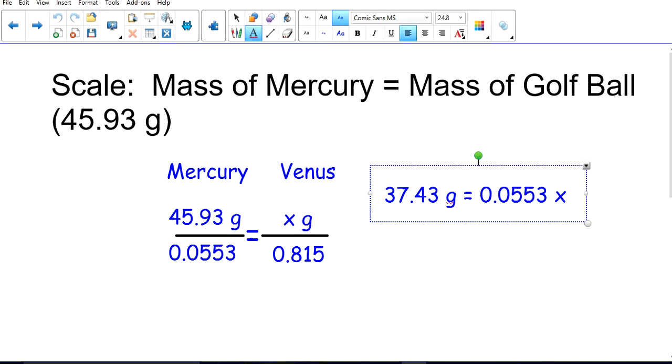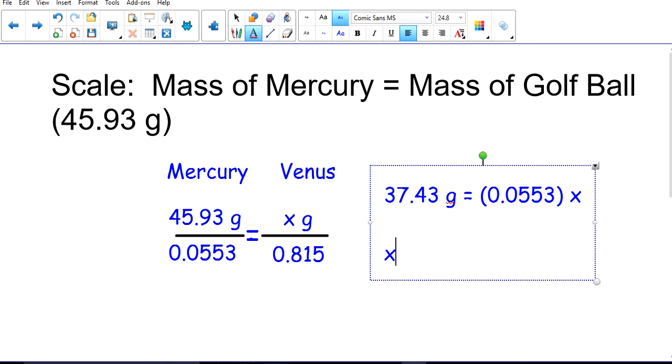So now, how do I solve for x? Let me put that in parentheses to be a little bit more scientific. How do I solve for x? Well, I would divide both sides by 0.0553. So I take my 37.43 divided by 0.0553, hit enter, and you're going to have x being equal to 677 grams.